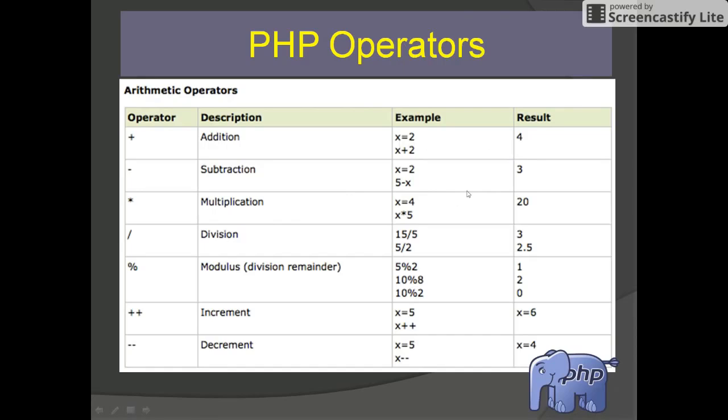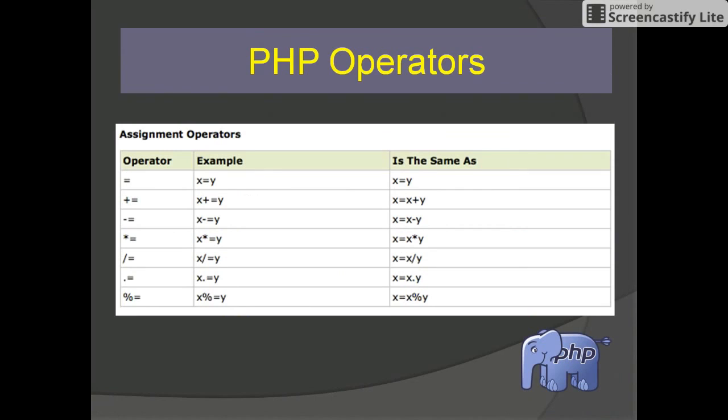Addition, subtraction, multiplication, we all use these things. Then comes the assignment operator, which is used to assign a value to a certain thing. For example, if we have written x equals y, then the value of y is assigned to x. We can also write x equals 5. Then 5 gets assigned to x. The right hand side value gets assigned to the left hand side.